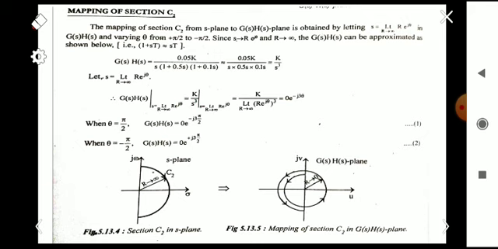So we are going to map the section C2. The corresponding section in the s plane is mapped into this G(s)H(s) plane, and for mapping this C2, the radius, the magnitude, is 0, and the corresponding phase angle varies from minus 270 to plus 270. We know that minus 270, where is the point minus 270?